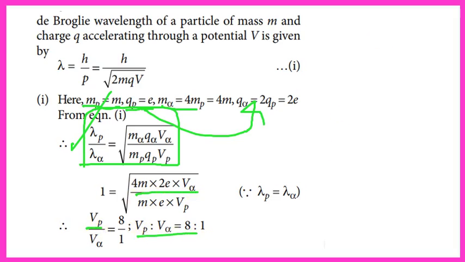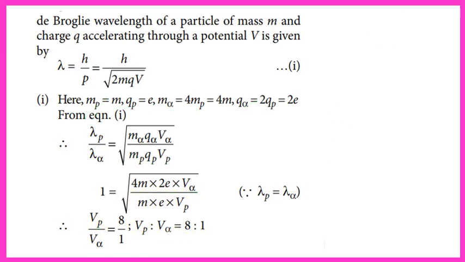This is again a substitution formula. This is a very easy formula. If you know these things, like if the mass of the proton is m, then the mass of the alpha particle would be 4m and the charge would be double, then you can easily put the values and get the answer as 8:1. The first part we have calculated.